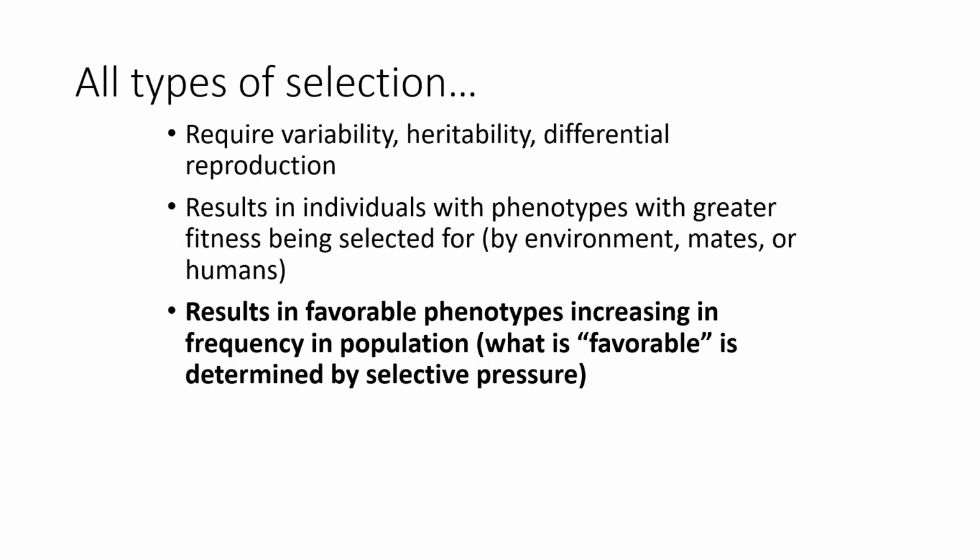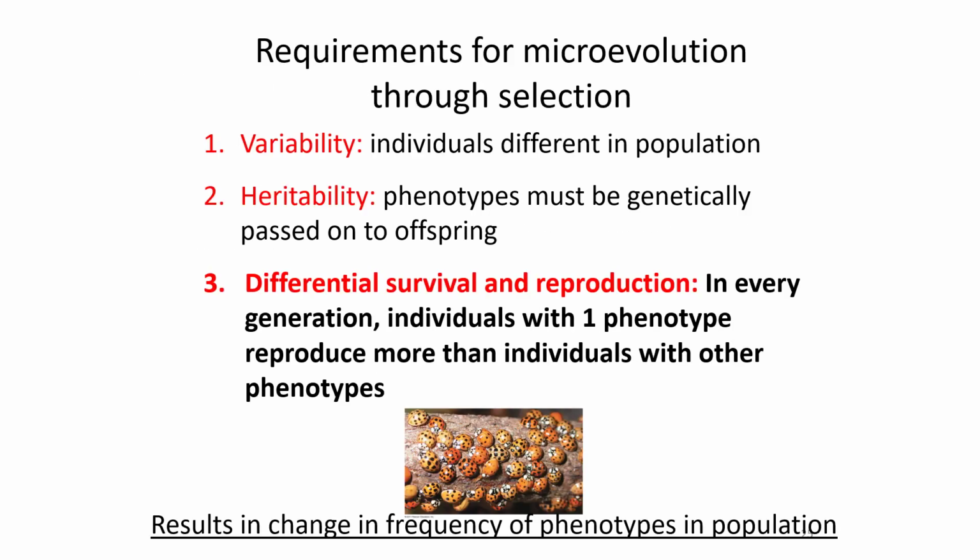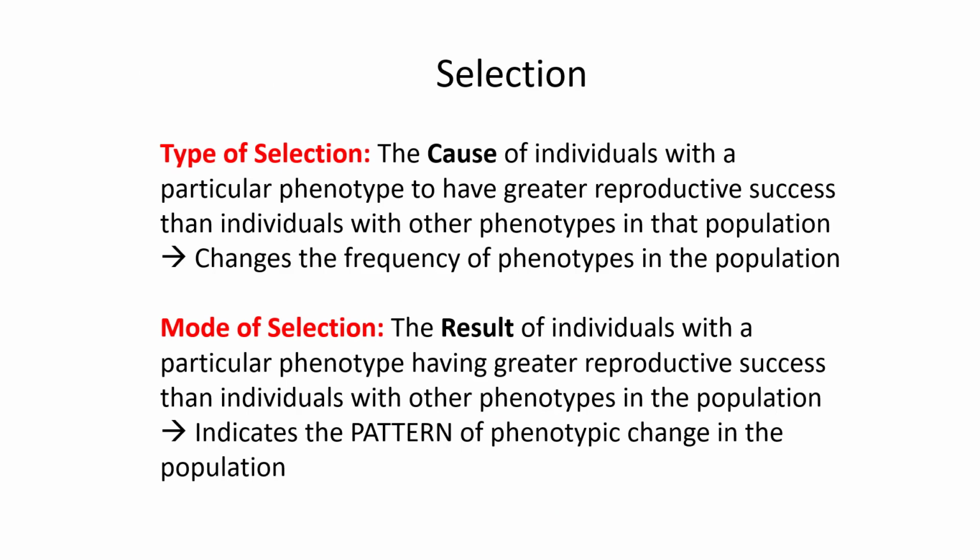They result in individuals with phenotypes that are greater at whatever is selecting for them. So something is going to be favorable, and that favorability really depends on what the selective pressure is. So let's look at the modes of selection up next, and that's the result. So the type of selection is a cause, the mode of selection is the result. So we see how the population changes.